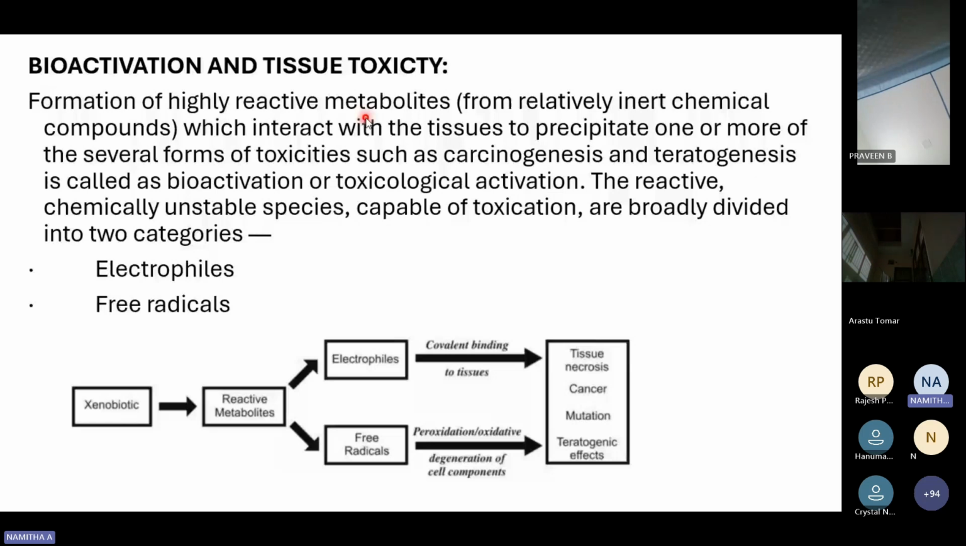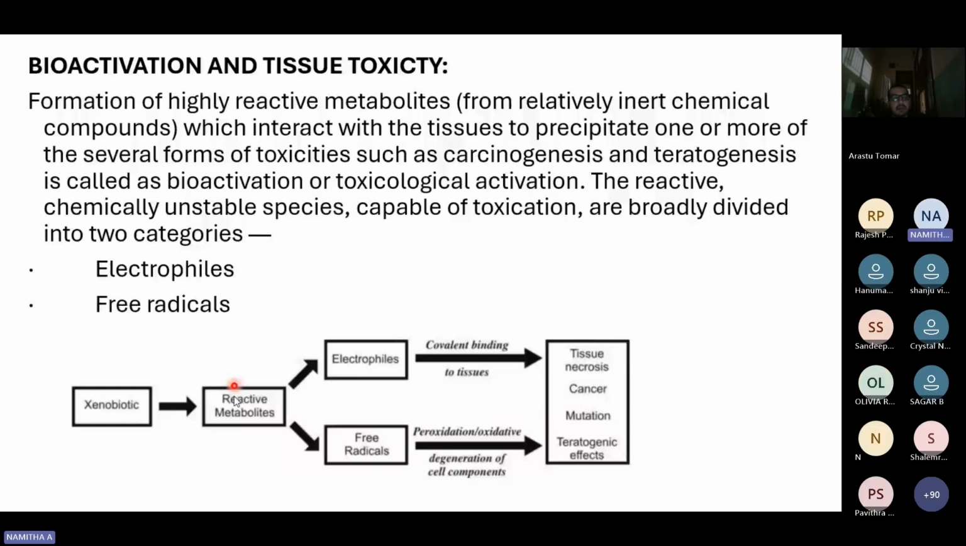The reactive, chemically unstable species capable of toxication are broadly divided into electrophiles and free radicals. So when the xenobiotic is taken, the reactive metabolites are formed. These are classified into electrophiles and free radicals. Electrophiles covalently bind to the tissue and cause tissue necrosis, cancers, and mutation. The free radicals undergo peroxidation or oxidative degeneration of cell components. They cause mutations of the genes and they can cause teratogenic effects.